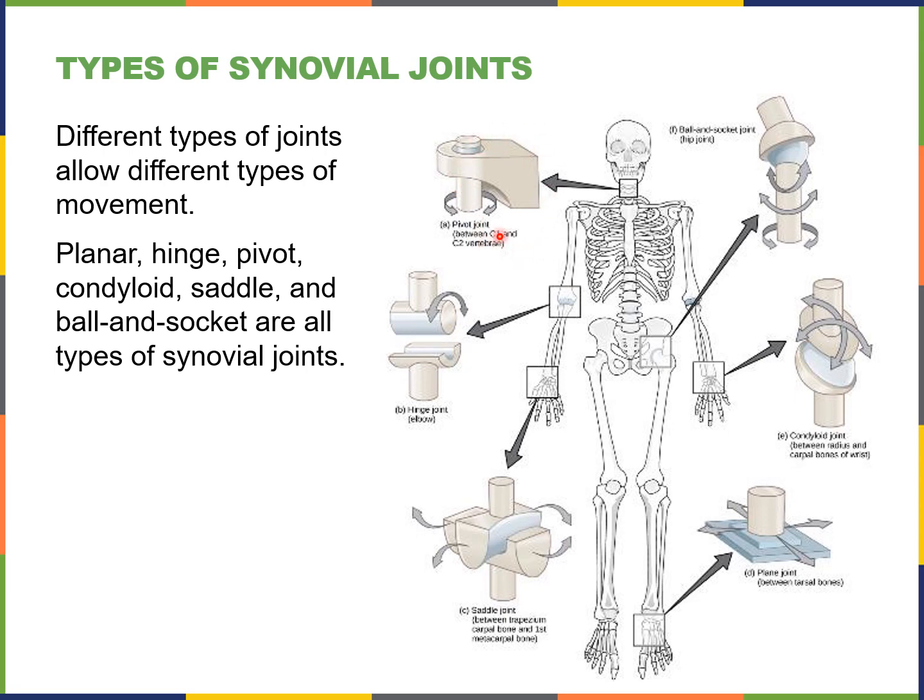So you can see the pivot joint here. The example is between C1 and C2 vertebrae. Ball and socket, that's like our hip. Condyloid, this one is between the radius and carpal bones of the wrist. Plane joint here, or planar joint, between the tarsal bones. Saddle joint here between the trapezium, carpal bone, and first metacarpal bone. And then a hinge joint, which is like your elbow or knee.